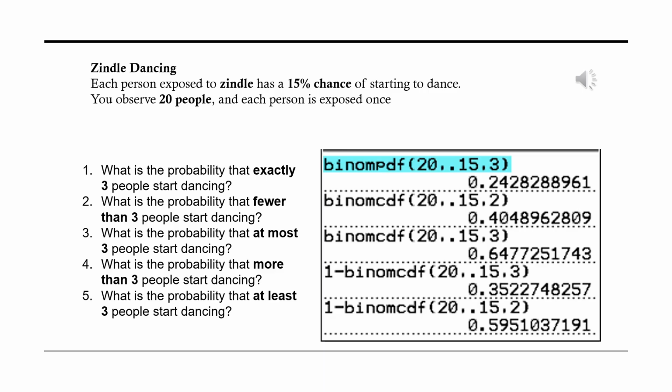The very last one says, what's the probability of at least 3 people starting to dance? So that means that it's not 0, not 1, and not 2, so it's 1 take away the binomCDF that includes 0, 1, or 2. That's why there's a 2 right there.